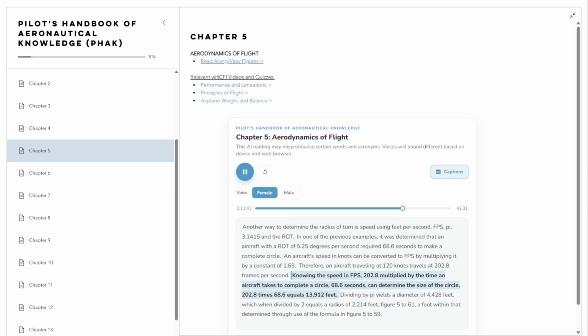Knowing the speed in FPS, 202.8, multiplied by the time an aircraft takes to complete a circle, 68.6 seconds, can determine the size of the circle. 202.8 times 68.6 equals 13,912 feet. Dividing by pi yields a diameter of 4,428 feet, which when divided by 2 equals a radius of 2,214 feet. Figure 5-61 shows a foot within that determined through use of the formula in figure 5-59.